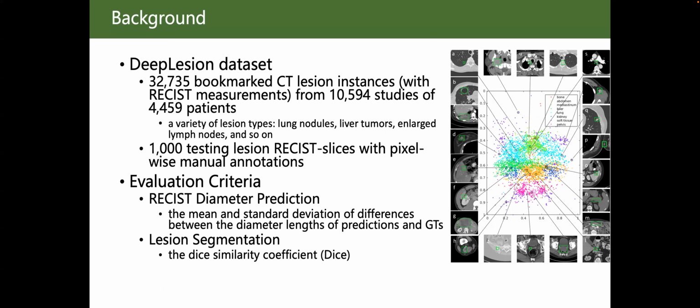To evaluate the lesion segmentation performance, we manually annotated the pixelwise lesion masks of about 1,000 lesions from randomly selected 500 patients. For the RECIST diameter predictions, the mean and standard deviation of the differences between the diameter lengths of the predictions and the ground truths are used for performance evaluation. And for lesion segmentation, the Dice score is used for the performance evaluation.